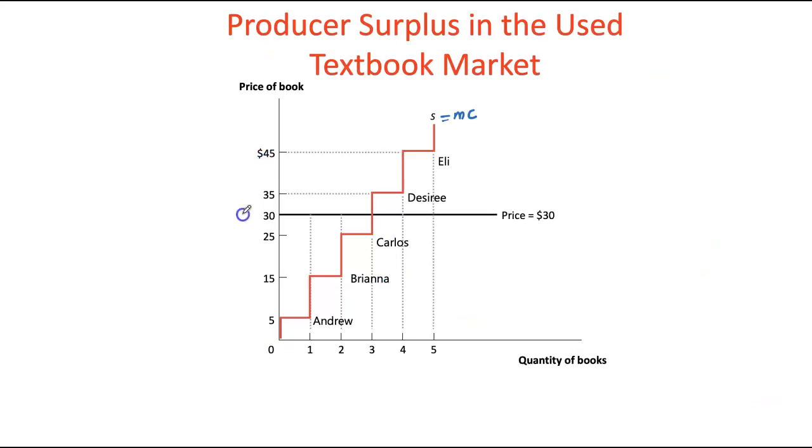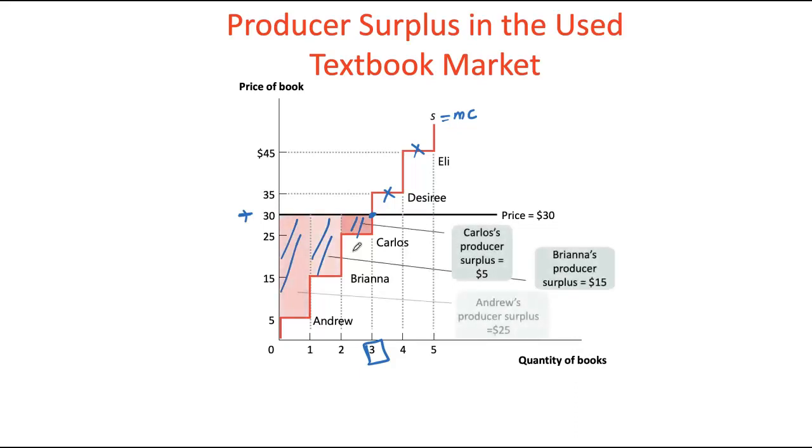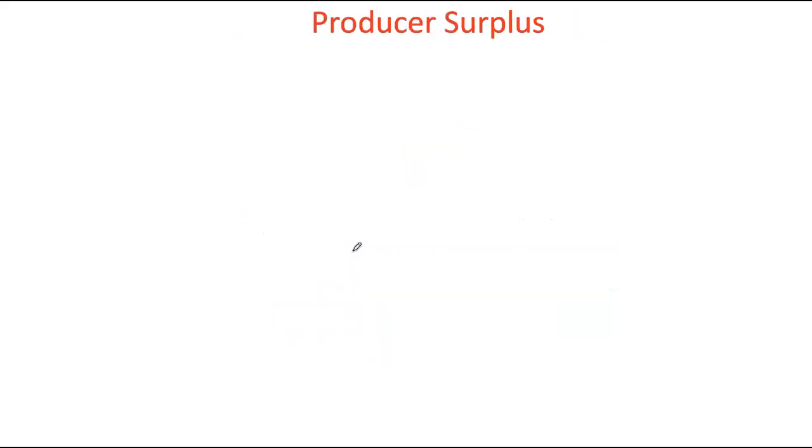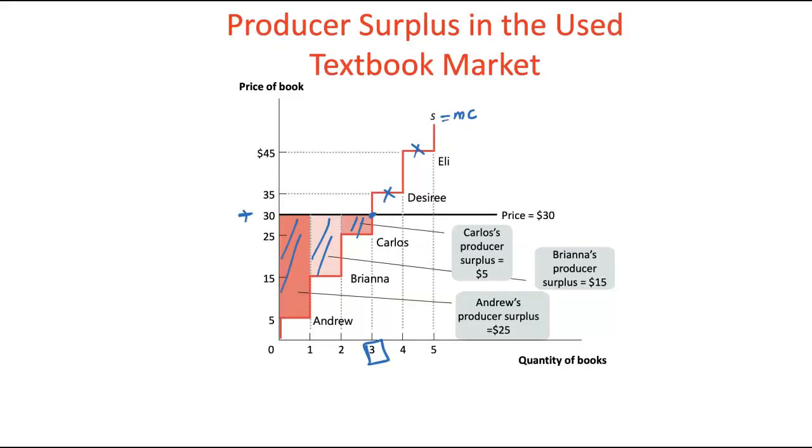Now we have a market price of $30. So what is the producer surplus? Producer surplus will only be calculated for sellers whose marginal cost is lower than the market price. So Desiree and Ellie are not part of the market outcome. Only these three are. Quantity supplied is 3. And the producer surplus at the market price would be the summation of these individual producer surpluses. And as we just saw in our table example, that comes out to 5 plus 15 plus 25 for Andrew, which is a total producer surplus of $45.